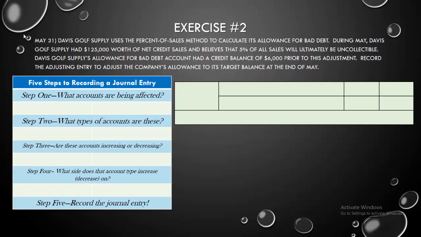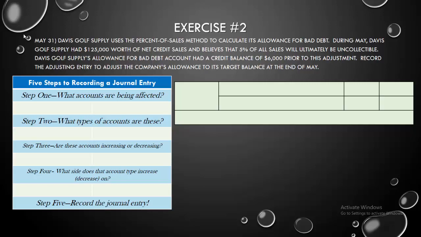Next up, we have some bad debt. Davis Gulf Supply uses the percent of sales method to calculate its allowance for bad debt. During May, Davis had $125,000 worth of net credit sales, and they believe 5% of these sales are going to be uncollectible. No one ever collects all of the receivables owed to them, so we think 5% of that $125,000 worth of sales is never going to be seen.